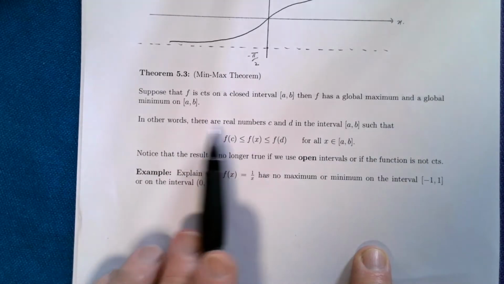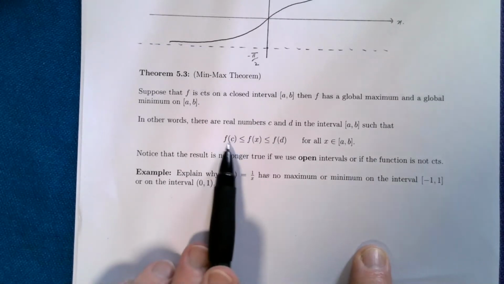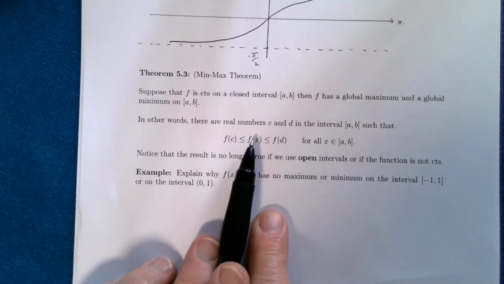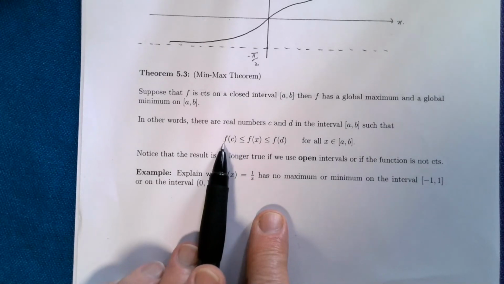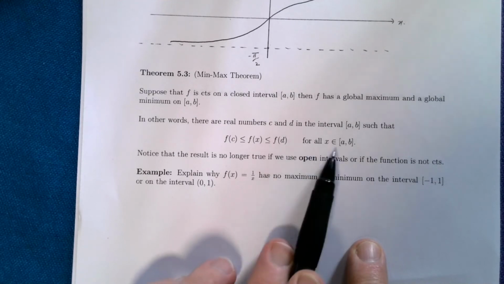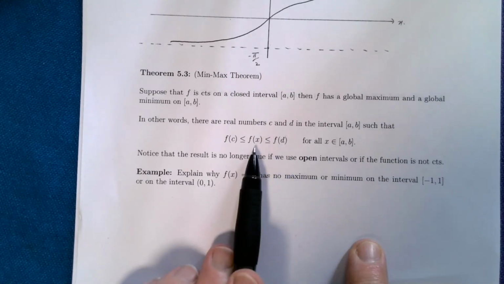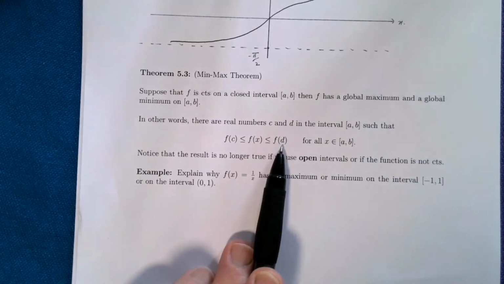In other words, there are real numbers c and d somewhere in this interval, so that f of x is bigger or equal to f of c for all x, so this is the minimum, and f of x is less or equal to f of d for some d in this interval, and this is true for all x in the interval, so this is the maximum.